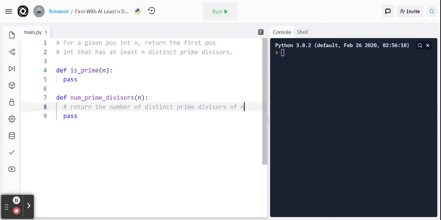Consider the number 8, for instance. How many distinct prime divisors does it have? Well, 8 is 2 to the third power, so it's 2 times 2 times 2. So in a way, it has the divisor of 2 three times over, but that only counts for us as one distinct prime divisor because it is 2, again, three times over.